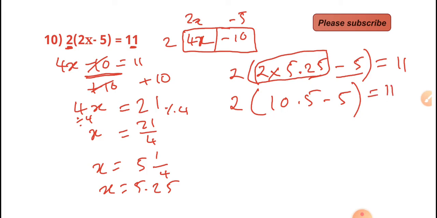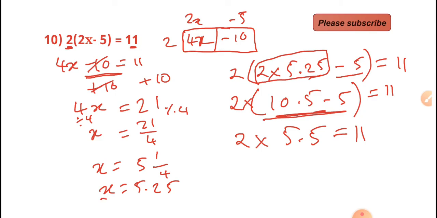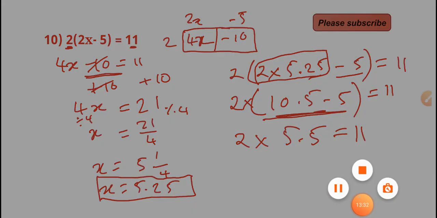Now what's 10.5 take away 5? It's 5.5. So this bit here is equal to 5.5. Don't forget the secret times sign here. So it's 2 times 5.5 is equal to 11. So we were correct. So the answer is x is equal to 5.25.